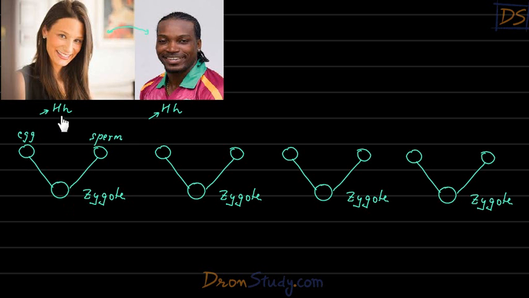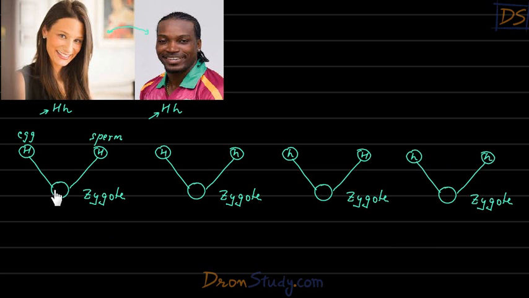This egg will have only one of these 2 genes, so maybe it has capital H. This sperm will have only one of these 2 genes, maybe capital H, right? This is one possibility. The other possibility is that H here, small h here. Another possibility is small h here, capital H here, and another possibility is small h here, right students? So these are the different possibilities. So clearly you can understand that there are 4 possibilities, right?